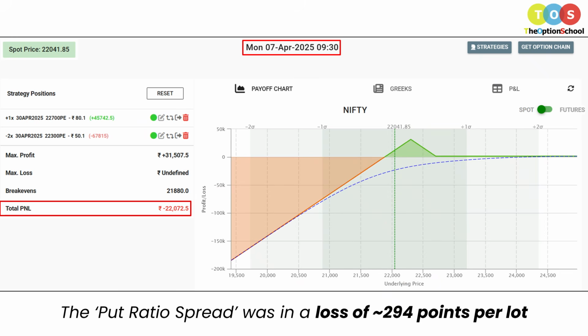Now on April 7th, there was a big gap down of around 1100 points in the market. The put ratio spread taken on 1st April was profitable on 3rd April, but we have gone ahead just to showcase what else can be done and how to tackle challenging situations. Now on 7th April, the market went down to 22041 and the trade was in a huge loss of 294 points, as shown in the payoff diagram.